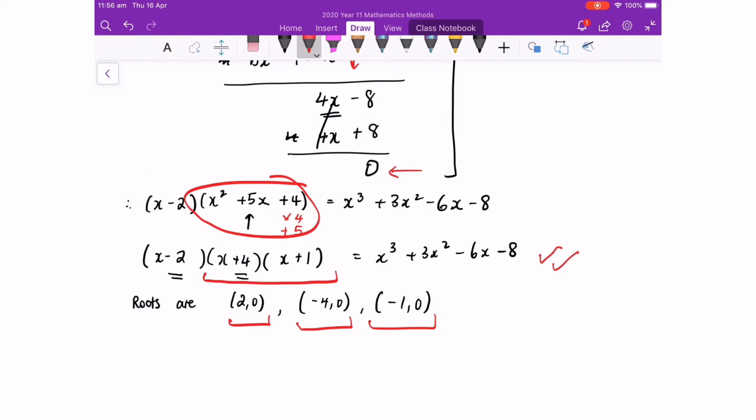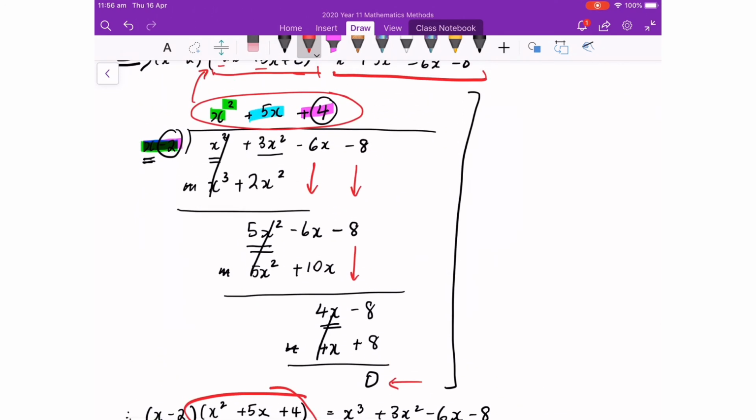I hope this video was helpful for you. For those who've never done algebraic division before, it is a bit of a different kind of thing that you might not have seen before, but it is quite useful.